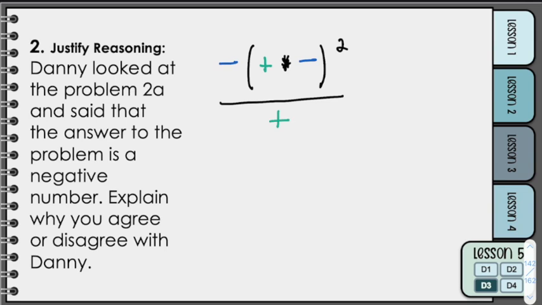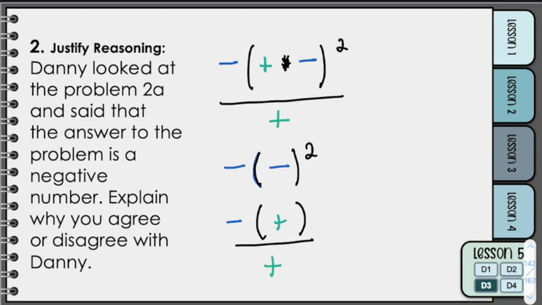Okay, so let's see. We're going to have the negative. A positive times a negative will be a negative. That is getting squared. So negative times a negative will be a positive value. So this will be positive. We'll still have the negative on the outside, and everything is still getting divided by a positive value.